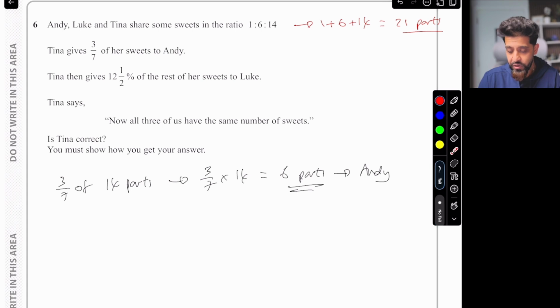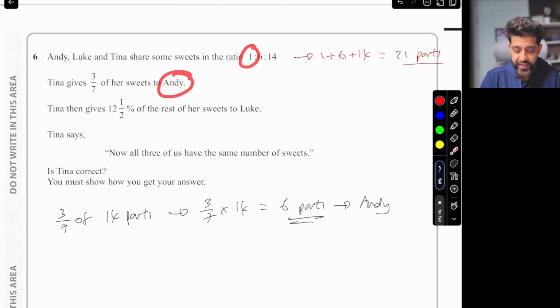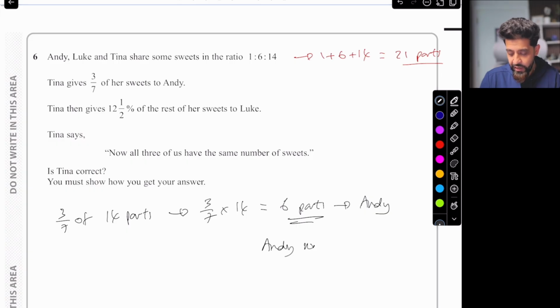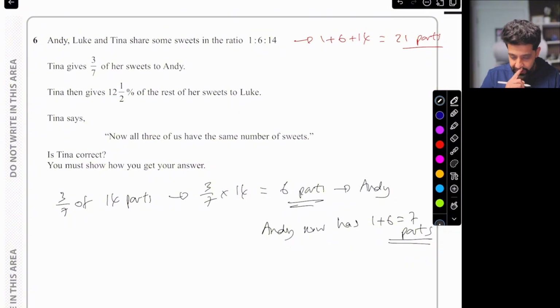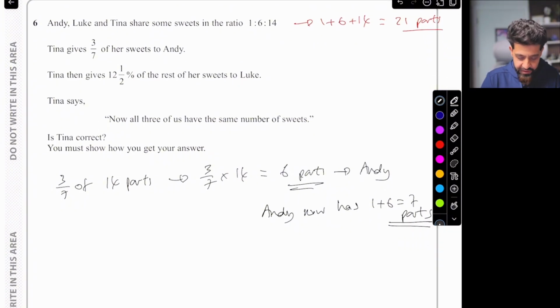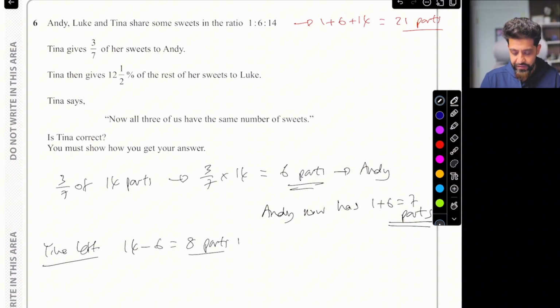Remember, it's in parts. So Andy used to be 1 part. Now Andy has gained 6 parts. So now we can say Andy now has 1 plus 6, which is 7 parts. Now, what does Tina have left? She's given away 6 parts to Andy. She used to have 14 parts. So we're going to do Tina left: 14 minus 6, which is 8. So she has 8 parts left.